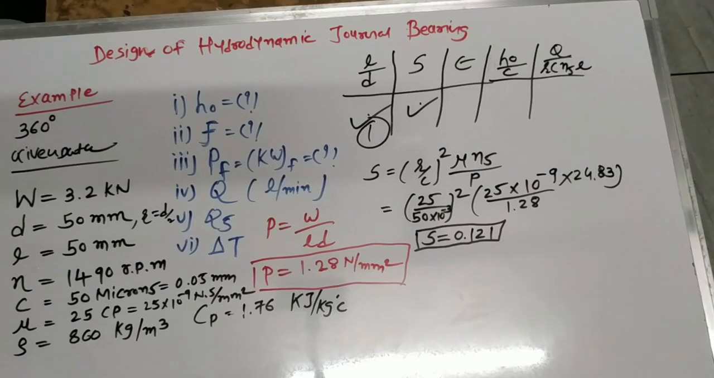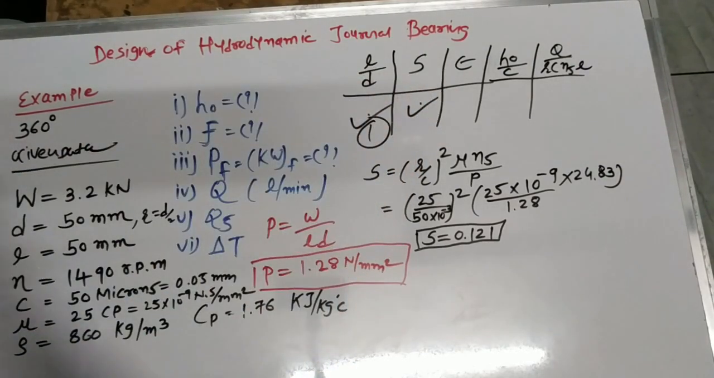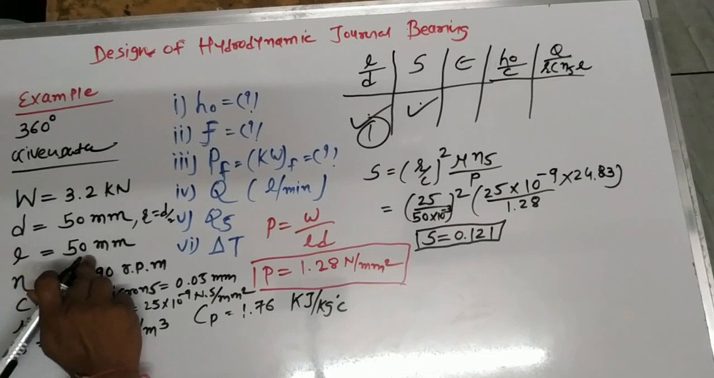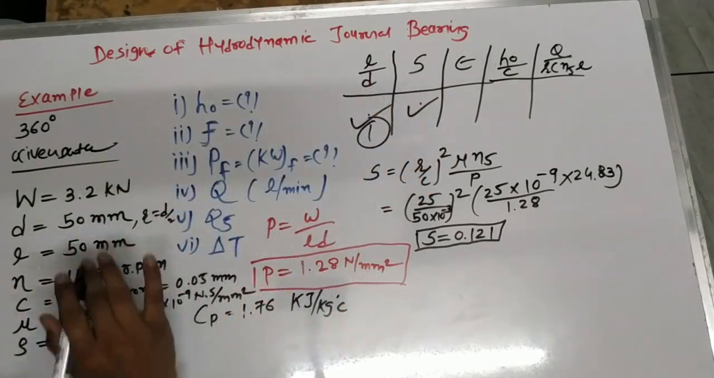Now let us see how to use the design data book. As we have seen in the theory itself, suppose you have one parameter, that is the L by D ratio, and for the L by D ratio, L is 50 and D is also 50, so the L by D ratio will become 1, right?